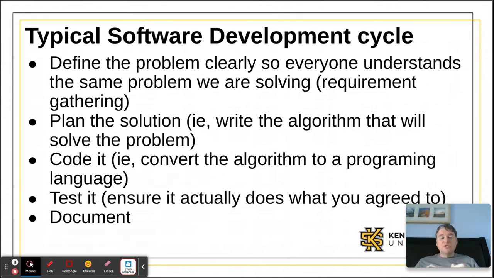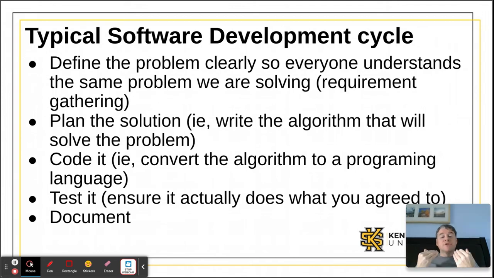Now, why didn't we just skip this? Why didn't we just write the algorithm directly in a programming language? Well, the problem is that quite often one company may not use only one language. For example, if you have an Android phone, all of your applications in Android are written in either Kotlin or Java. If you have an iPhone, they're written in a different language.